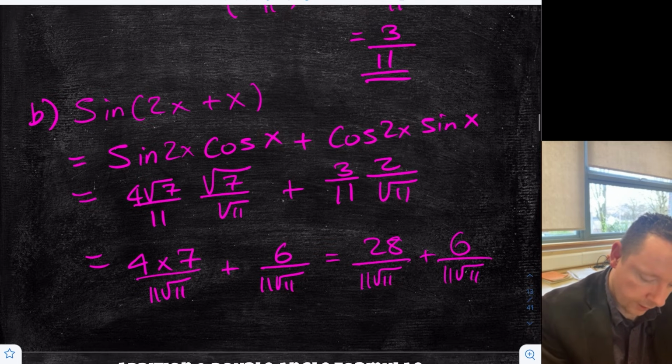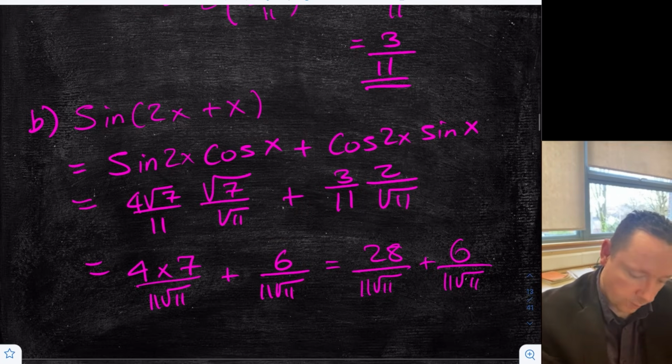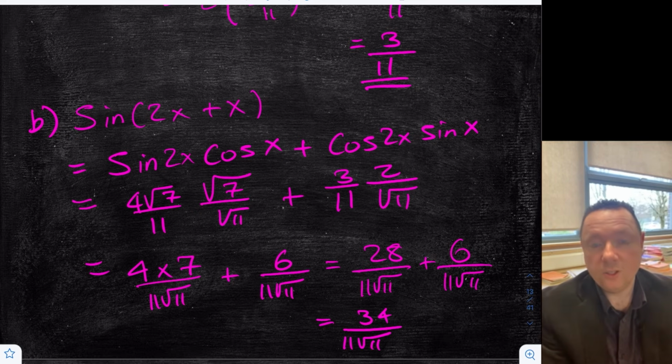That's the common denominator, so I can just add them straight away. 28 and 6 is 34 over 11 root 11. And we could just leave our answer there.